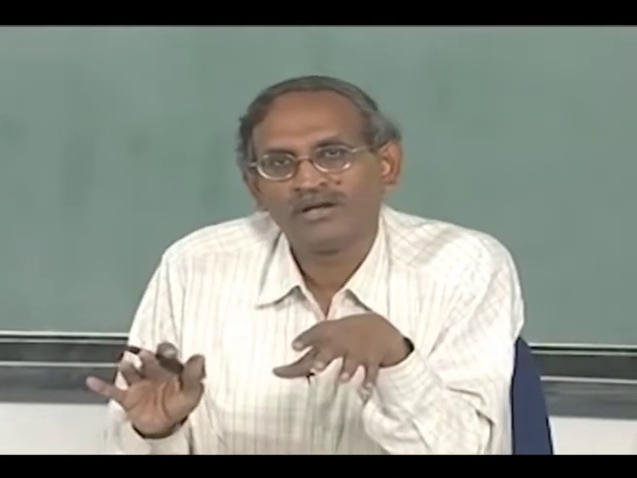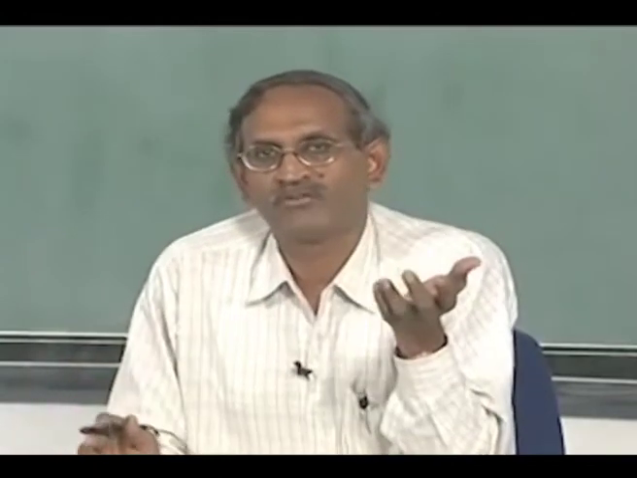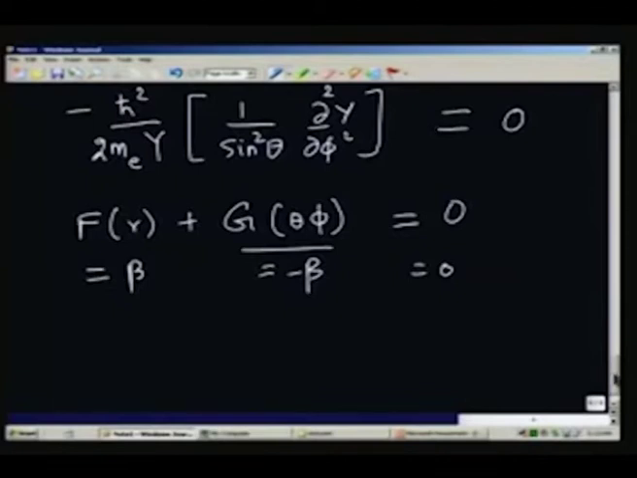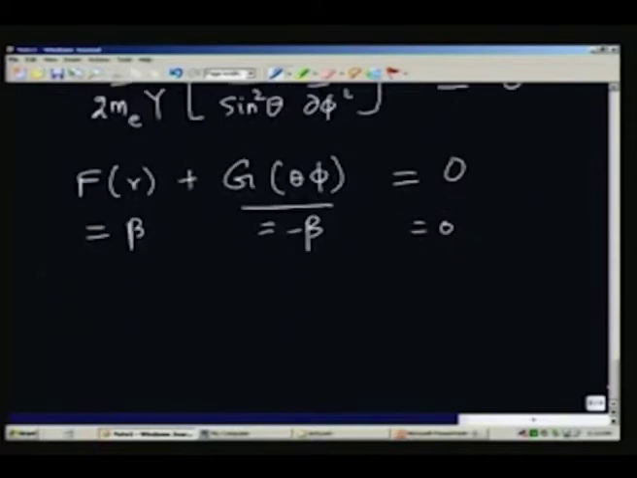Okay, it's not over yet. We have only separated r and theta phi. Now we can do further by writing the theta phi equation and trying to separate this into a function which depends only on theta and a function which depends only on phi. Let's do that. Let's keep in mind that we call this whole theta dependent quantity as equal to minus beta. So let's write the theta phi equation.